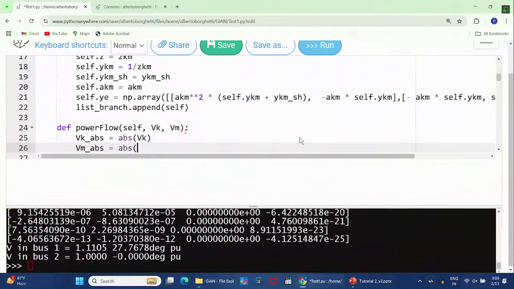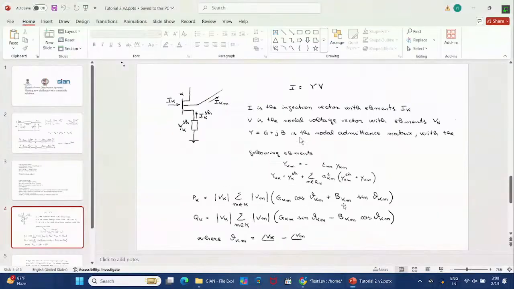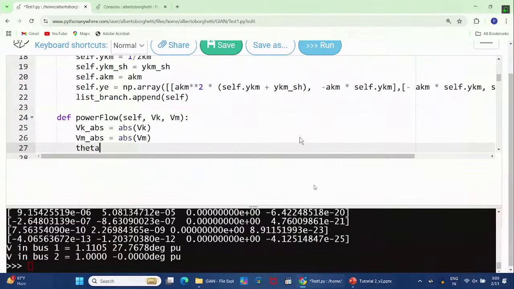abs Vm, you can choose other names for the variables. And then I can also define theta, because it is the difference between the two angles. So theta, we can say theta km, that is the difference between the angle, np.angle of Vk, minus np.angle of Vm.